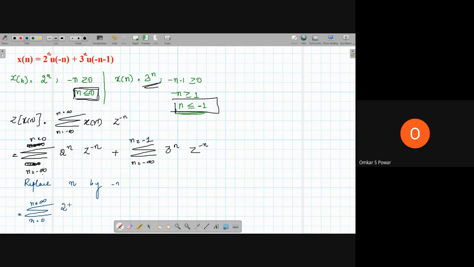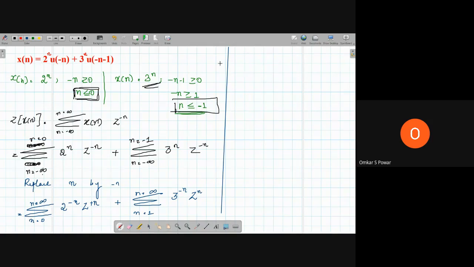So it will be 2 to the power of minus n into z to the power of plus n, plus summation, here n is equal to 1 to infinity because you're replacing n by minus n. So it will be plus infinity and plus 1, and your limit changes. So this will be 3 power minus n and z to the power of n.